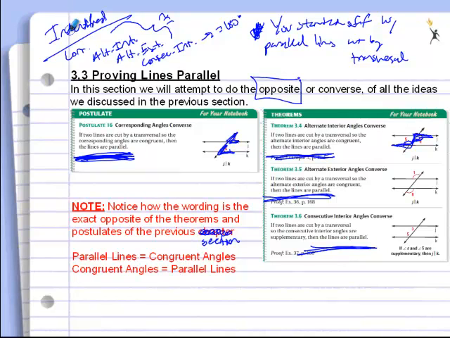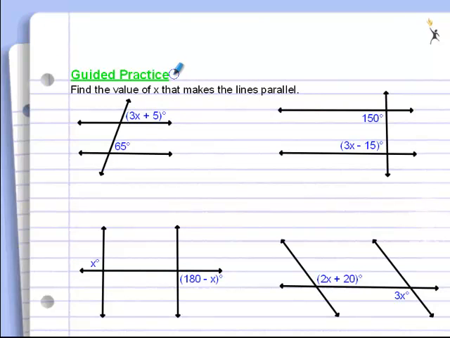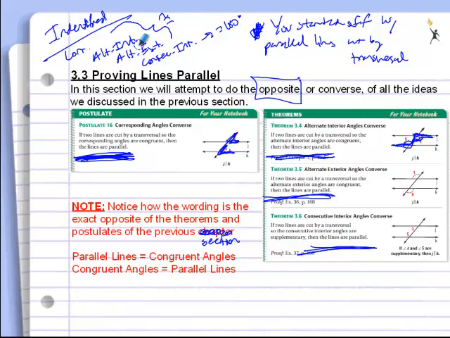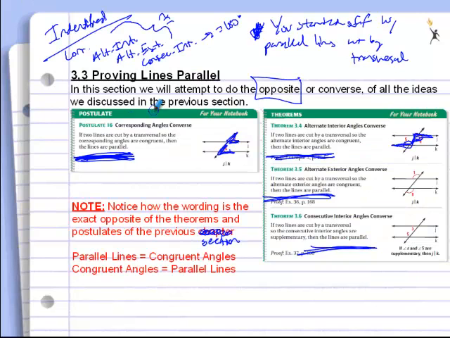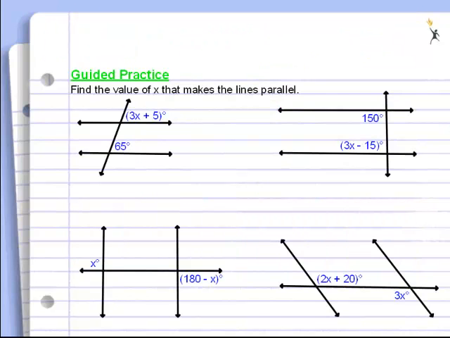What we're going to do this section is take the information that we know about corresponding angles, about alternate interior angles being congruent, alternate exterior angles being congruent, and consecutive interior angles being supplementary, and we are going to attempt to prove that the lines are parallel. Let me say that again. We're going to take what we know about those 4 types of angles, and instead of being told the lines are parallel, so the angles are congruent or supplementary, now we're told here are congruent angles, prove the lines are parallel. It's kind of going backwards. But you'll find out that this is actually rather simple.